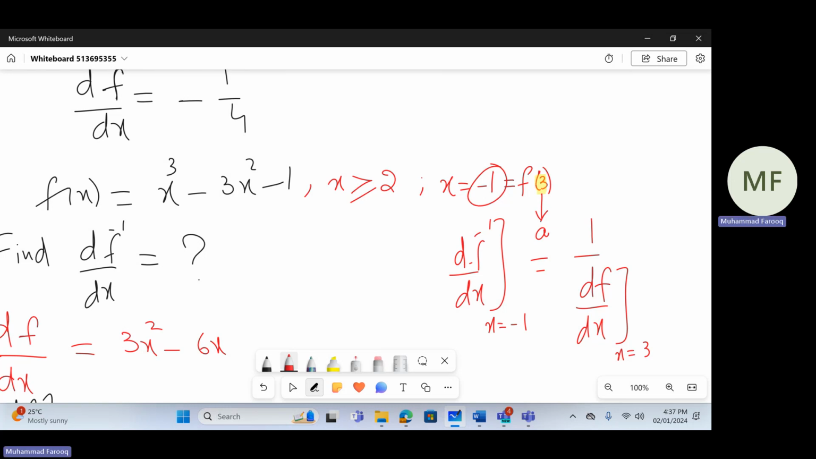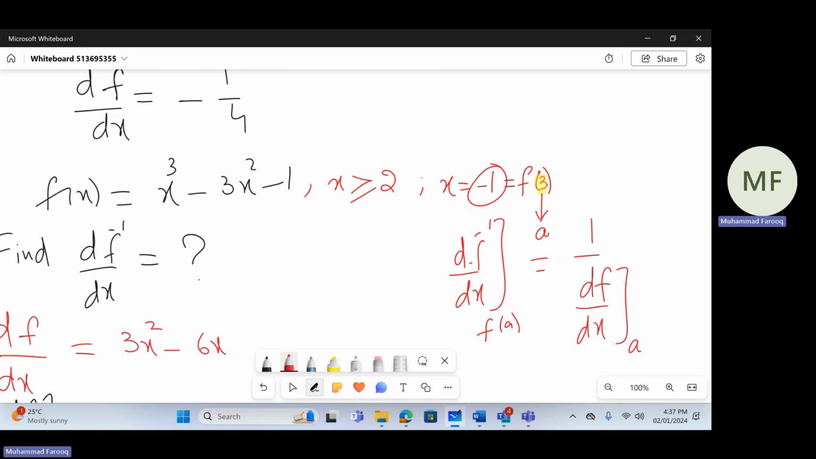Okay, because the property says the inverse function derivative at f of a, if I explain in general form, is basically equal to what? The reciprocal of the function derivative at which point? At a. I hope you get the idea. Nice, okay? Good. That's it.